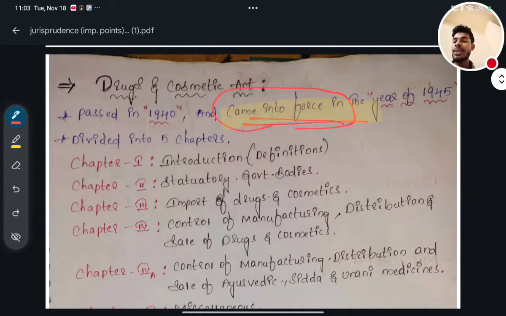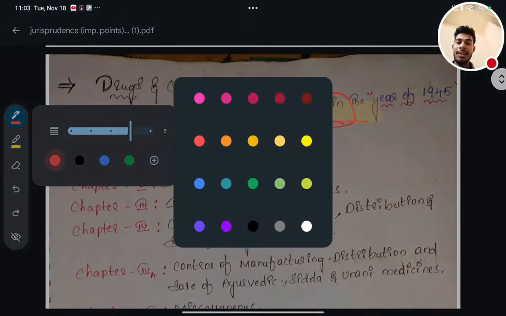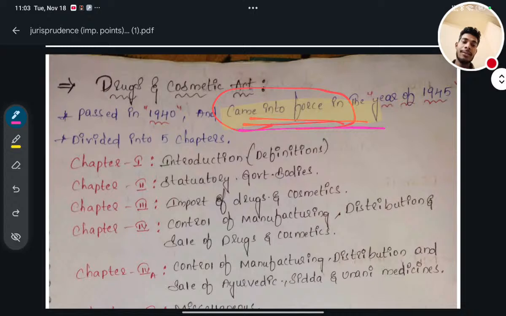So the Drugs and Cosmetics Act came into force in the year 1945, and it was passed in 1940.